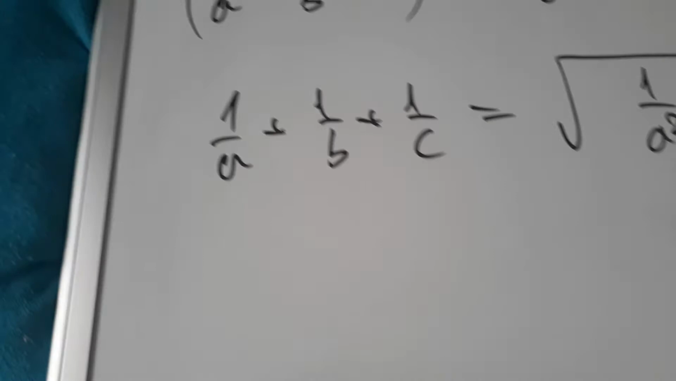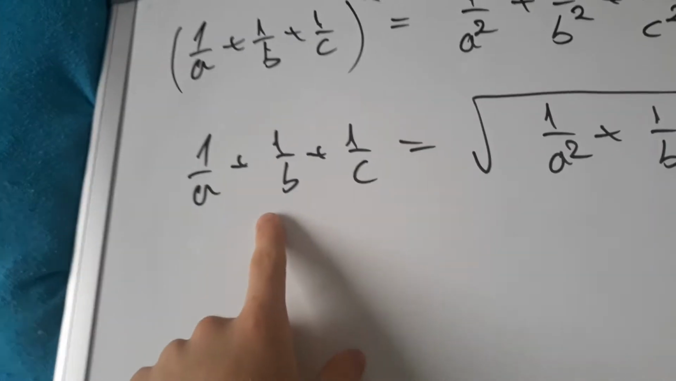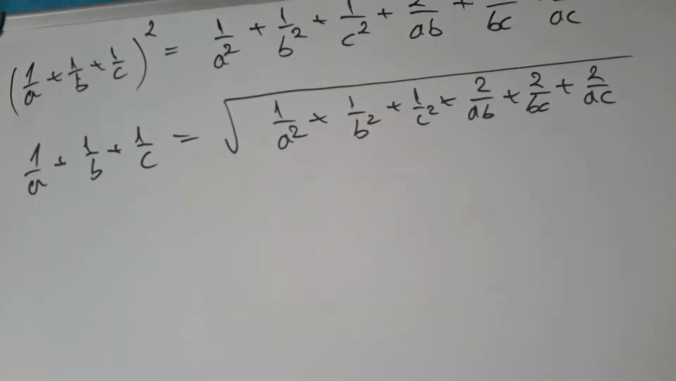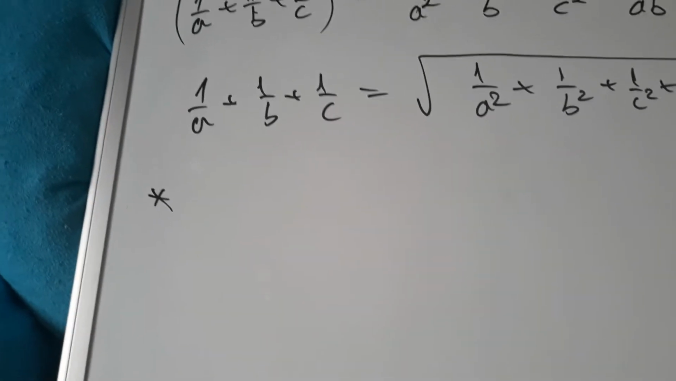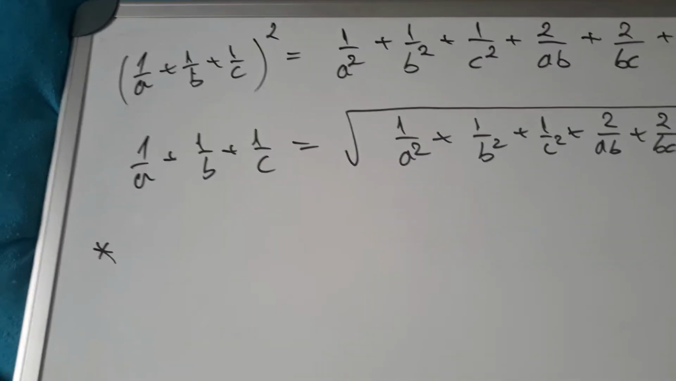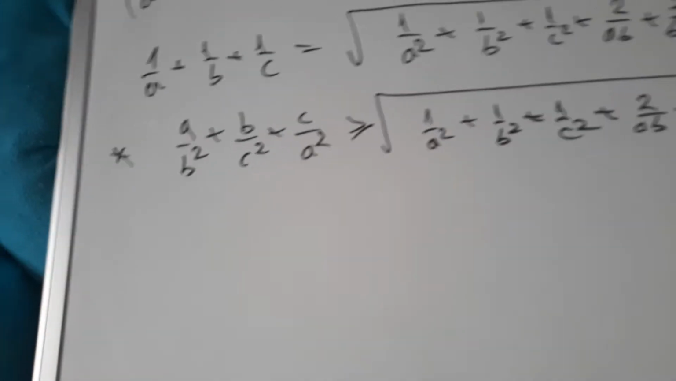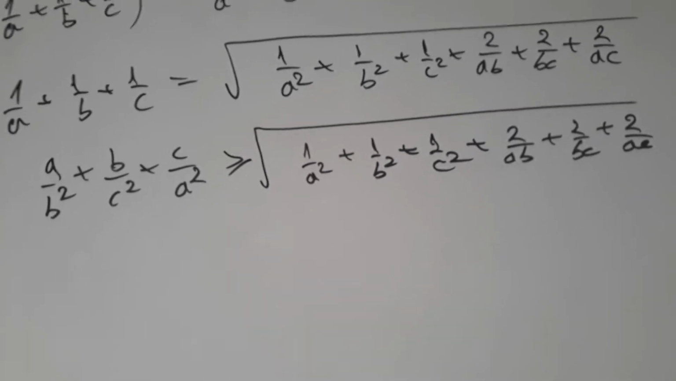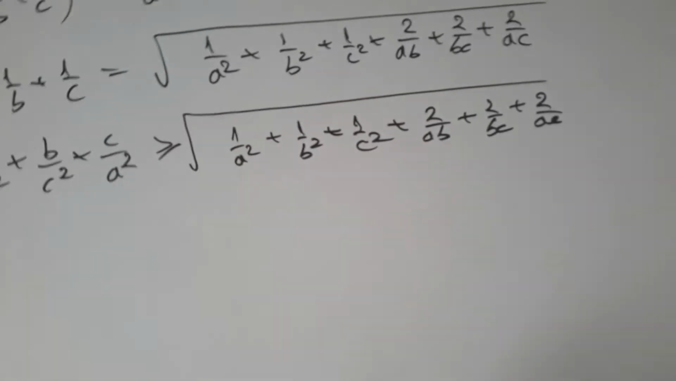Welcome back to the third part of this problem. We remained it at 1 over a plus 1 over b plus 1 over c is equal to the square root of this number. And if we substitute this value in our inequality, we will have that a over b squared plus b over c squared plus c over a squared is greater than or equal to this square root.